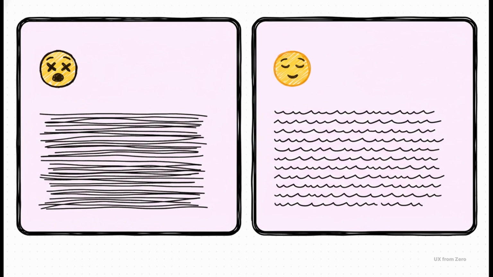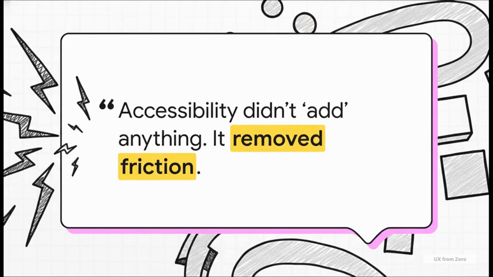It's the same exact words, but doesn't it just feel so much calmer, more professional? It's just easier. And that's the big reveal right there. We didn't add anything complicated. Accessibility just removed the friction that was making the design bad in the first place. It just let the content breathe.